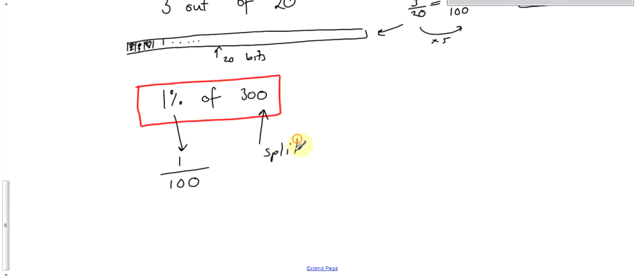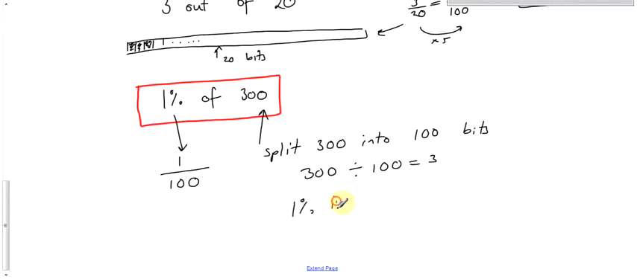Split 300 into 100 bits. Now mathematically we can work that out because it's 300 divided into 100 bits, and that's 3 in each bit. So 1% is 3.